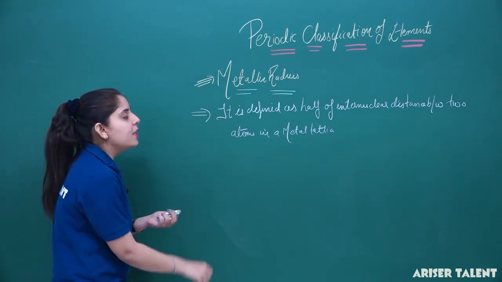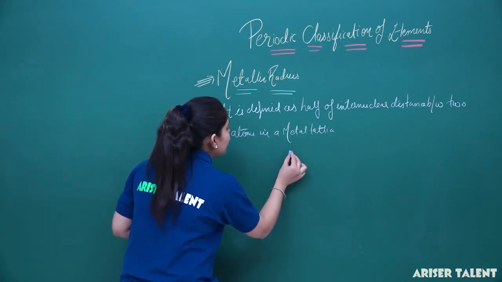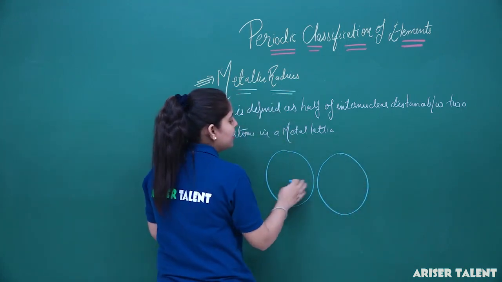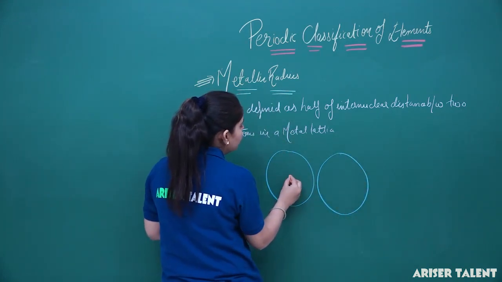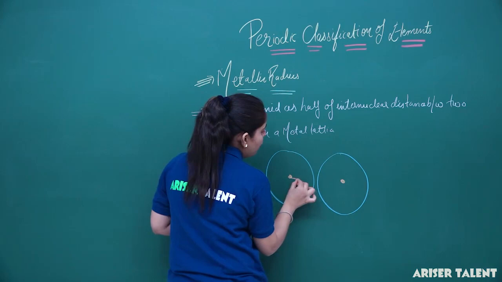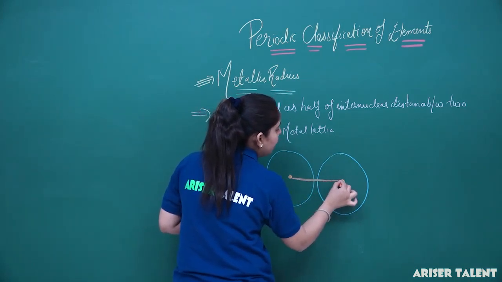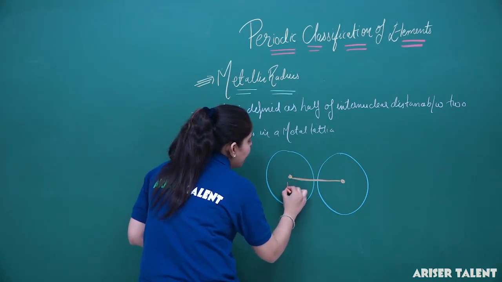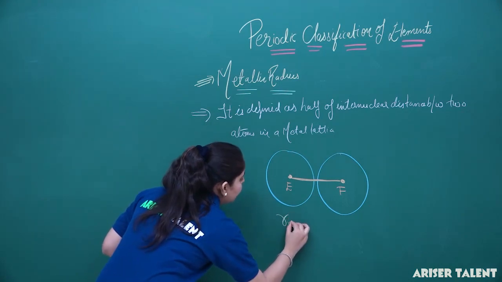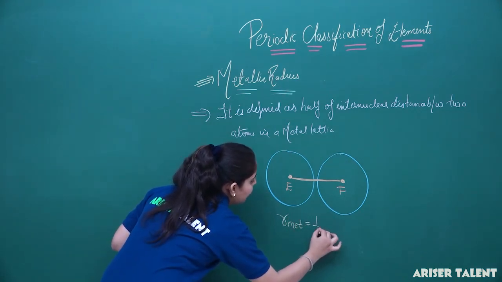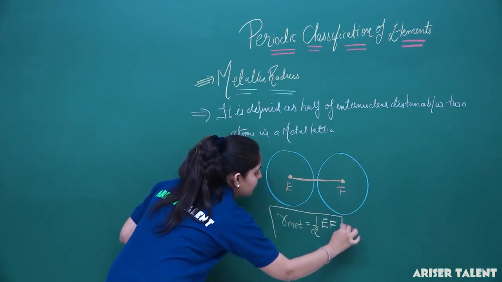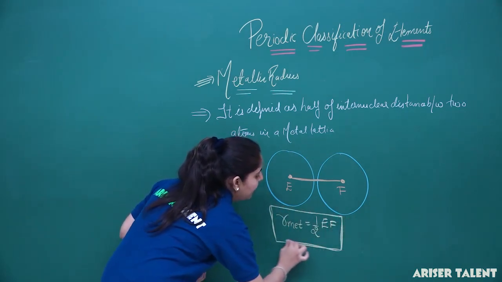Now let's see the diagrammatic representation of how metallic radius can be considered. Suppose I am considering two atoms of the metal here. These are two isolated atoms. Again we have the nucleus here. This is the nucleus, and this is known as the internuclear separation, or internuclear distance. If I give these the names E and F, then R metallic, the metallic radius, is equal to half of the internuclear distance between the two atoms in a metal lattice.